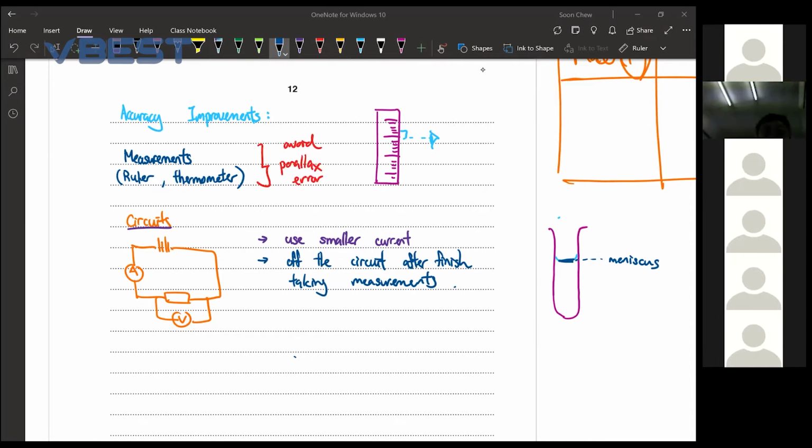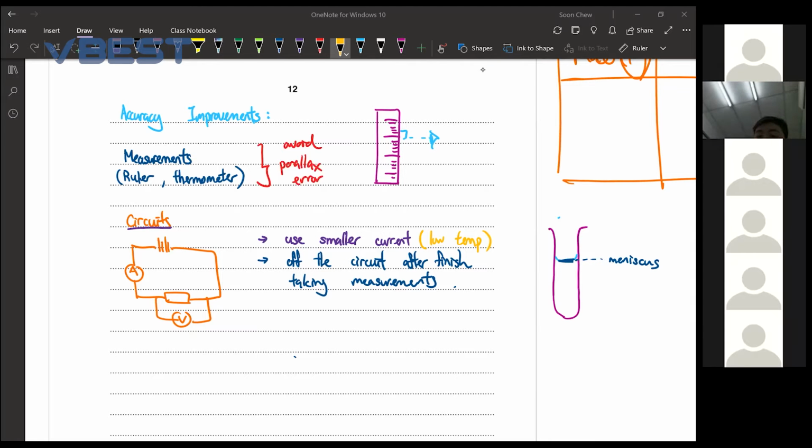Why use smaller current again? Okay, smaller currents here is actually to have lower temperature. Because when you use too high current, your wire will get heated up, and that will affect your results also.